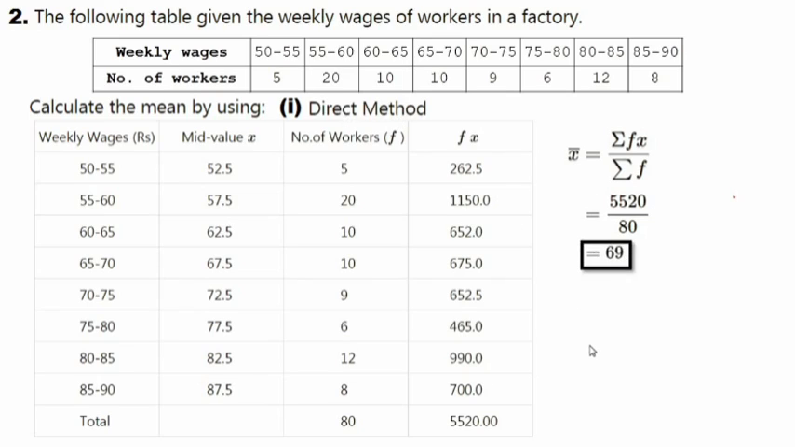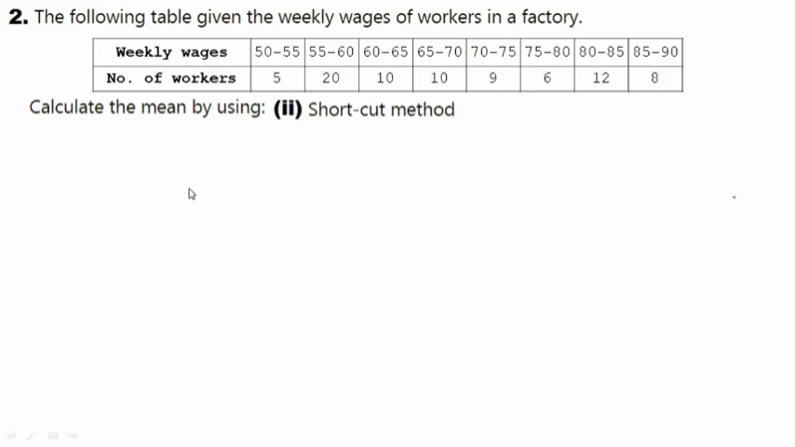Okay, so you may pause the video and note down the solution. Let's have the second part of the question. You have to calculate the mean by using the shortcut method. Shortcut method means you have to use the assumed mean method. So first and foremost, let's write down the formula.